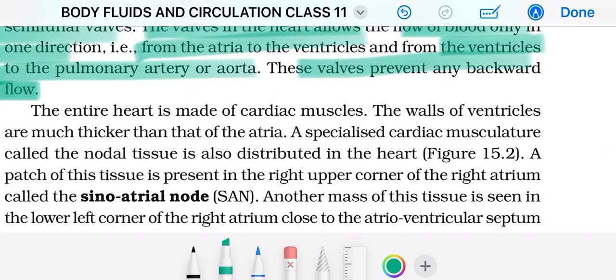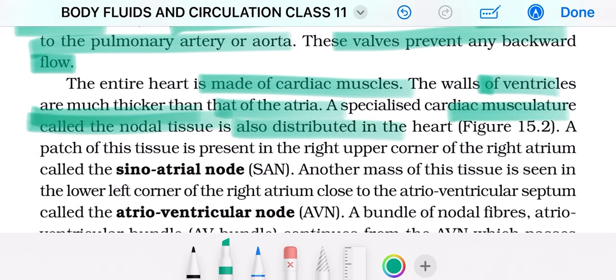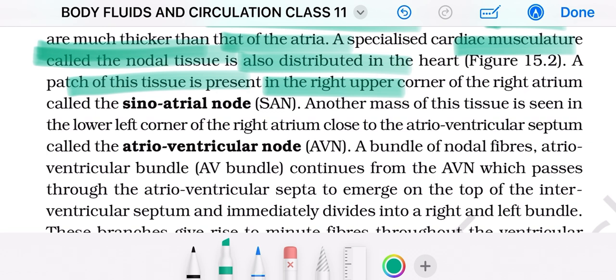Entire heart is made up of cardiac muscles. The walls of ventricles are much thicker than that of atria. Specialized cardiac musculature called nodal tissue is also distributed in the heart. A patch of this tissue is present in the upper right corner of the right atrium called the sinoatrial node.